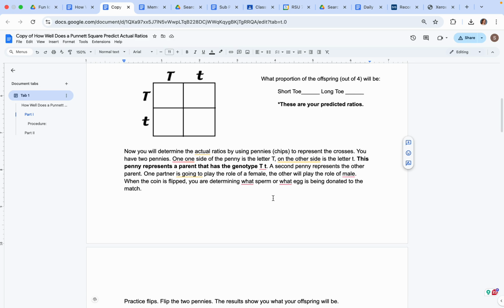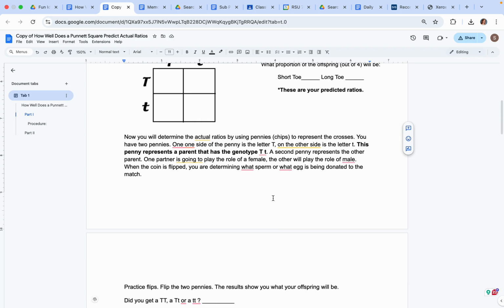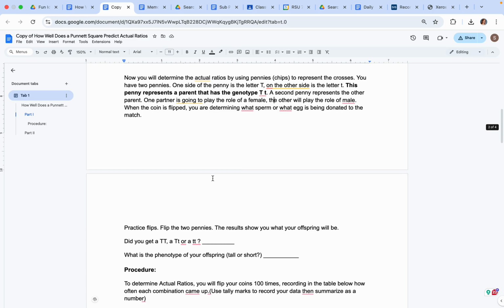Now you will determine the actual ratios by using pennies to represent crosses. You have two pennies. One side of the penny is the letter capital T, and the other side is the lowercase t. This penny represents a parent that has the genotype big T, little t. The second penny represents the other parent. One person is going to play the role of female, and the other will play the role of the male.